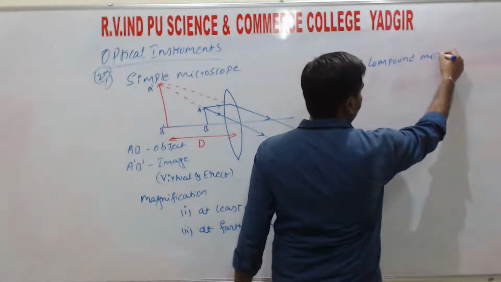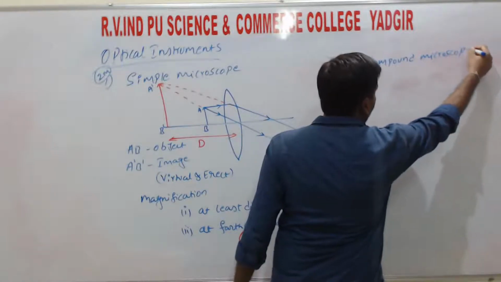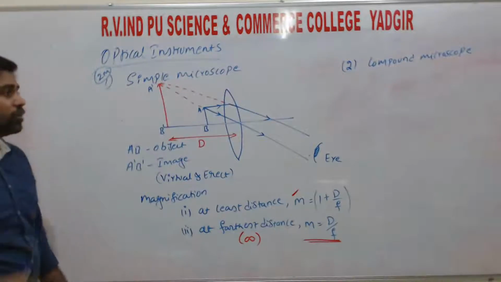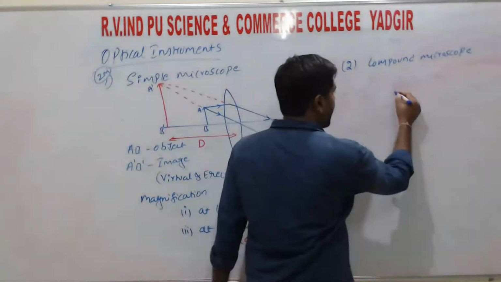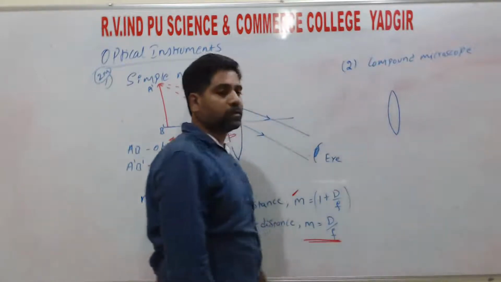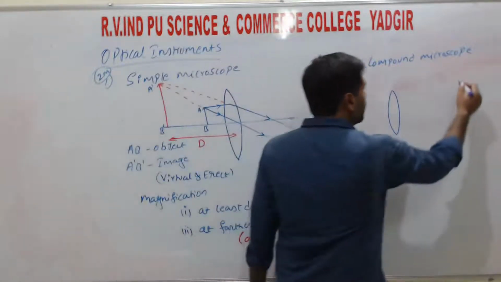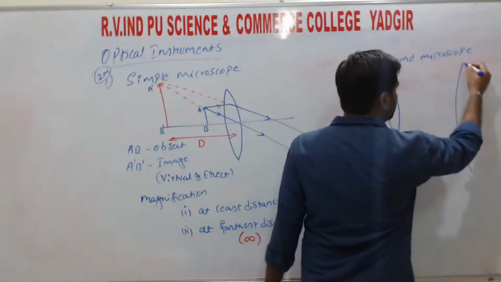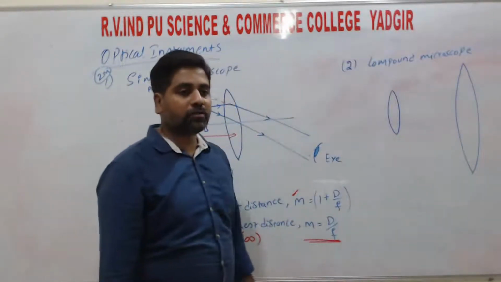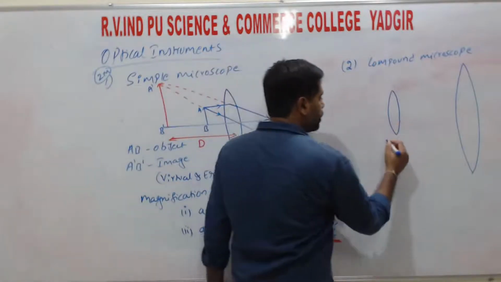The second one is the compound microscope. For the compound microscope, we have two lenses. One has a small focal length, and the other has a larger focal length. The lens which is near to the object we call the objective.